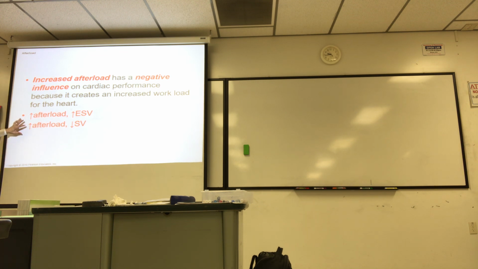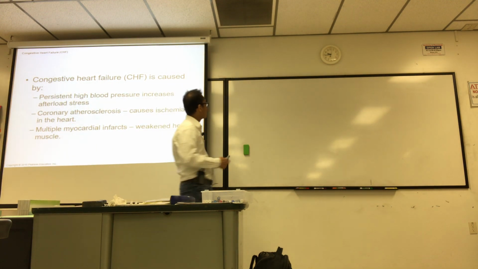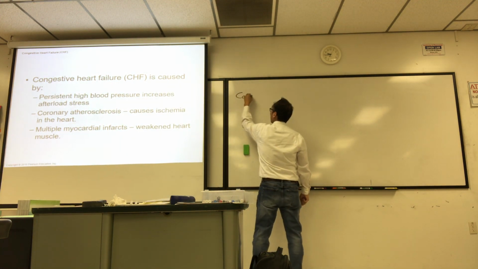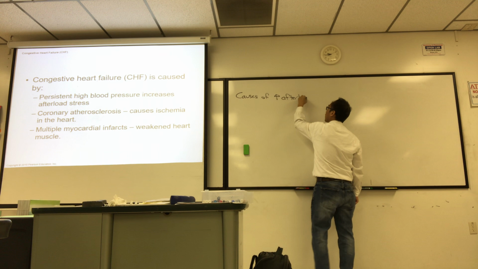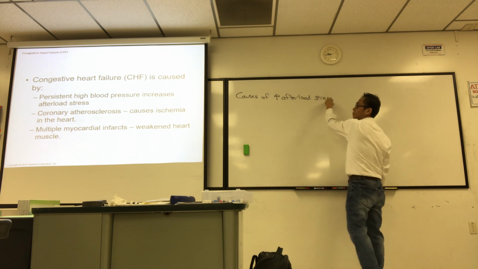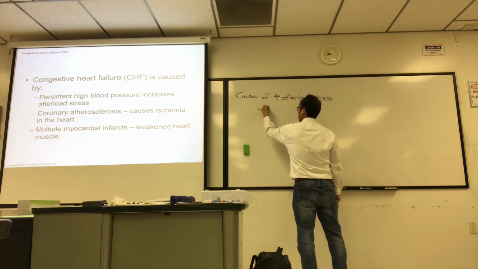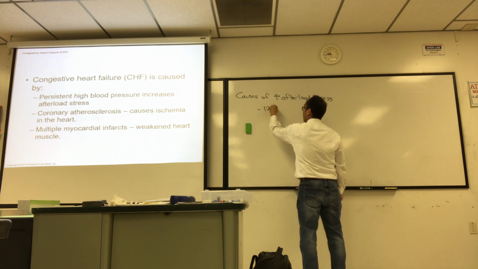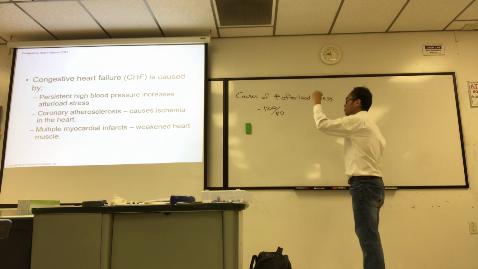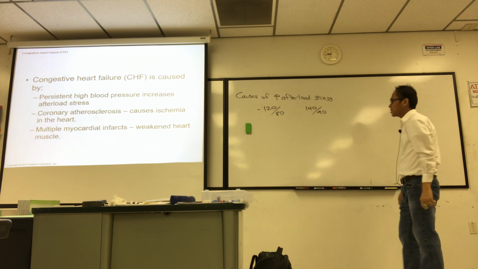Here's the relationship, which we've already noted. Okay, but here could be some clinical reasons why. Causes of increased afterload stress. Could be high blood pressure. Normal blood pressure is like 120 over 80. If it starts to get above 140 over 90, then that's considered hypertensive.